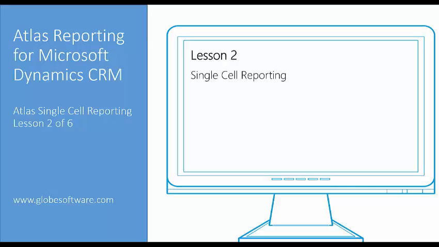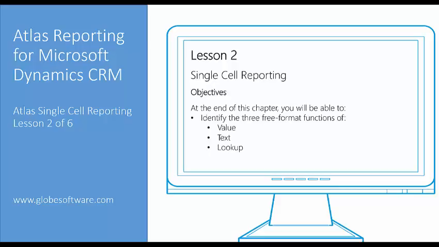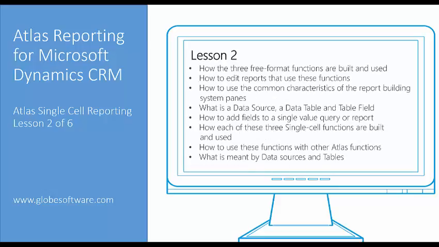Your objectives. At the end of this chapter, you'll be able to identify the three format functions: value, text, and lookup. And you will begin to understand how the three format functions are built and used, how to edit reports that use these functions, and how to use the common characteristics of the report building system panes. What is a data source, a data table, and a table field? How to add fields to a single value or query or report. How each of these three single cell functions are built and used. How to use these functions with other Atlas functions. And what is meant by data sources and tables.